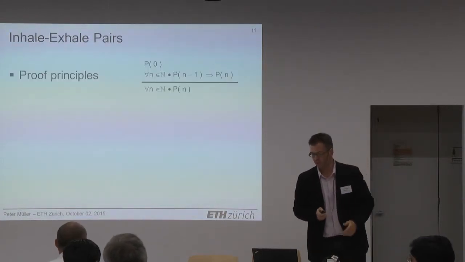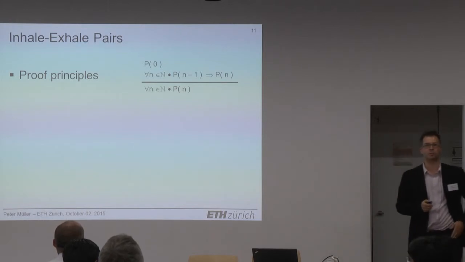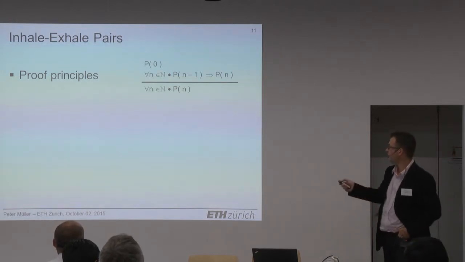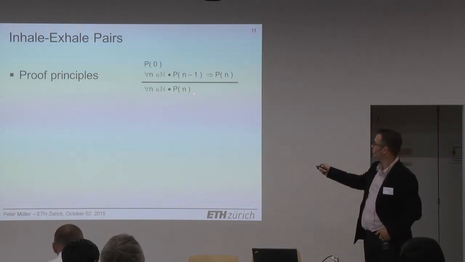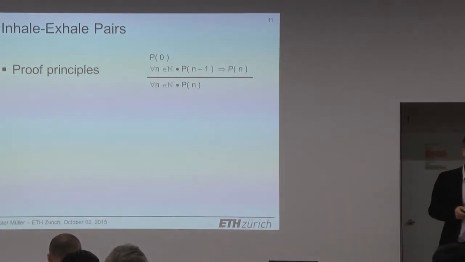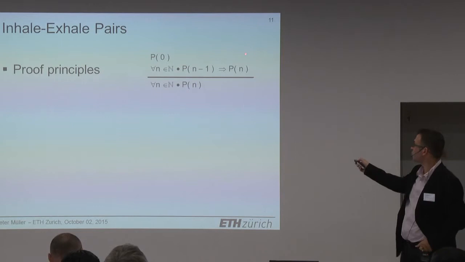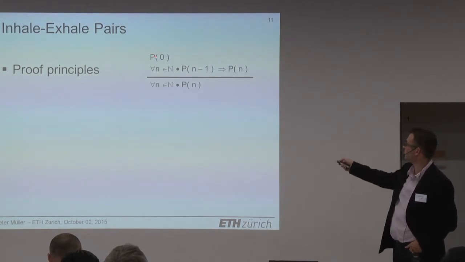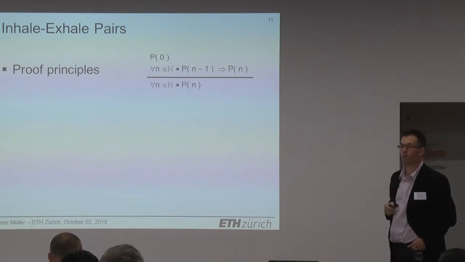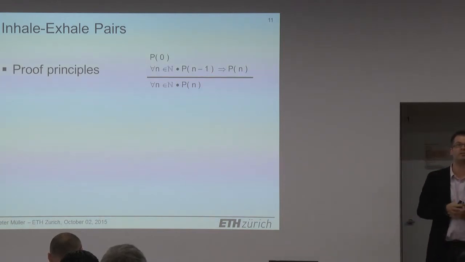So one example, for instance, is if you want to encode certain proof principles. Maybe whenever I assume a property, I would just like to assume that for all n, P of n holds. But when I prove it, I want to prove it by induction. So I want to prove P of 0, and for all n, if P of n minus 1 holds, then P of n holds. So that's one example where you want to be asymmetric.